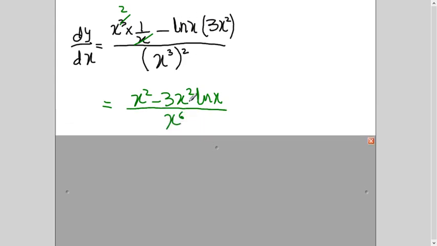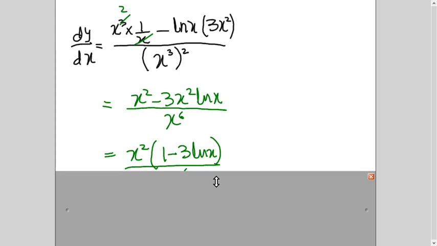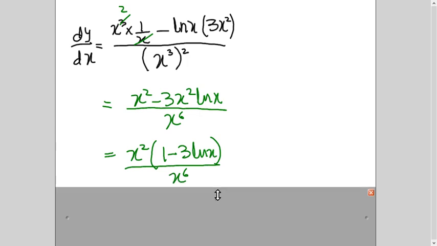Okay. After this, what can I do? x square is common in both the terms, so I can take it out, and I will be left with 1 minus 3 ln x. And in the denominator, I have x power 6. Now, because two terms are multiplying, I can cancel this by this. So x power 4 will be left here.